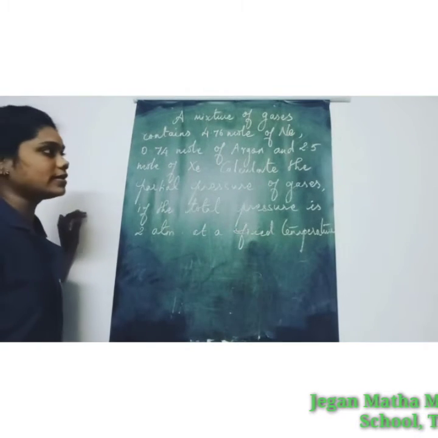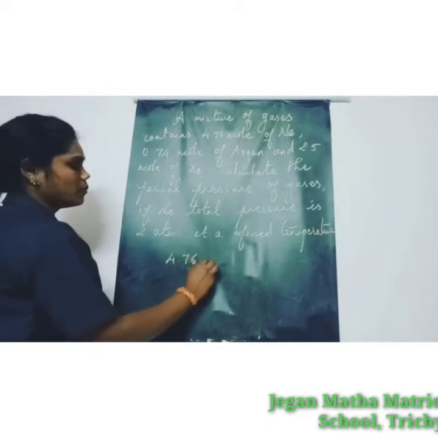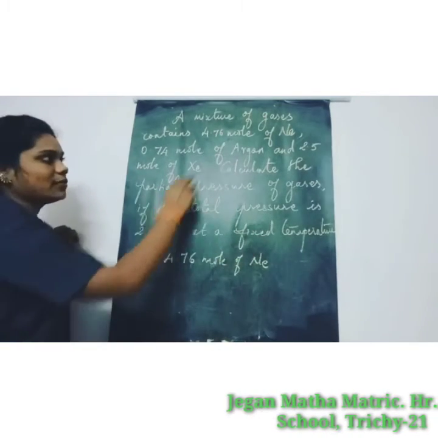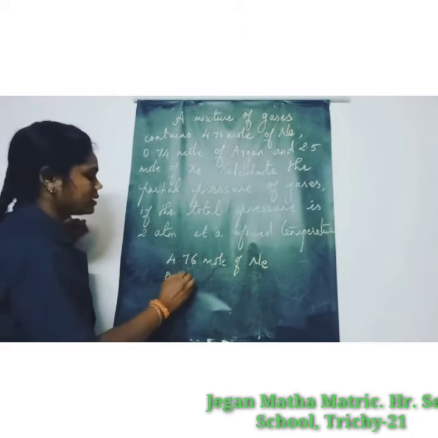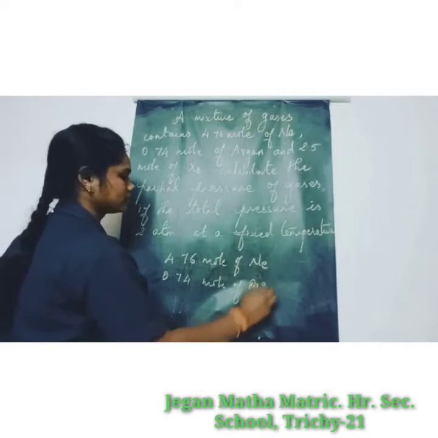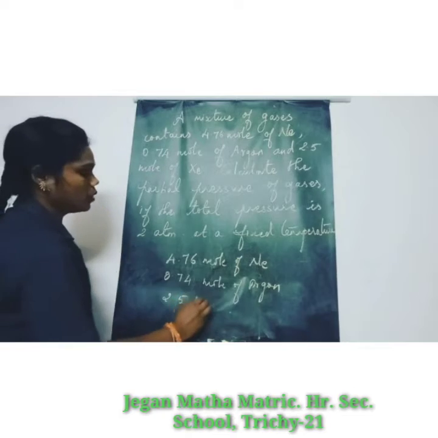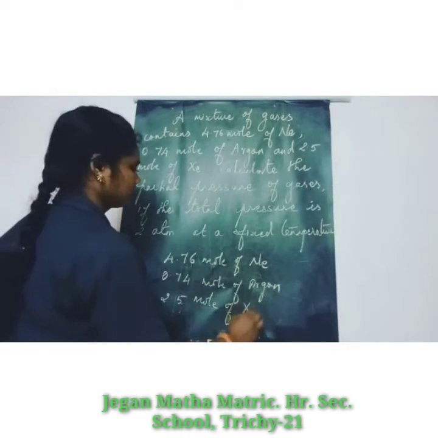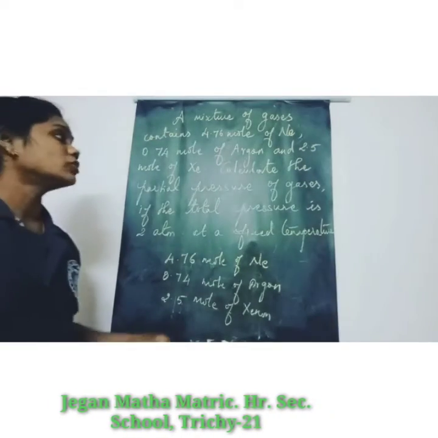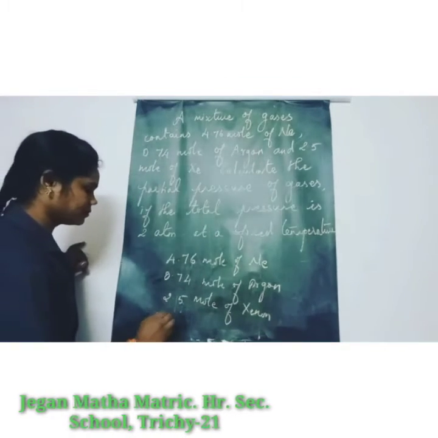So what is given here? 4.76 mole of neon, and another compound is argon, that is 0.74 mole of argon, and another one is 2.5 mole of xenon. So calculate the partial pressure of gases. The total pressure is also given, that is 2 atmosphere.